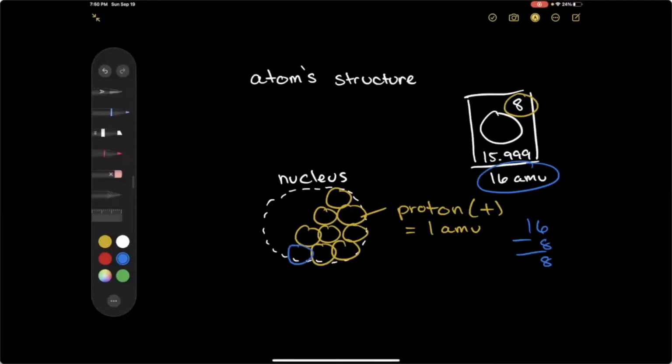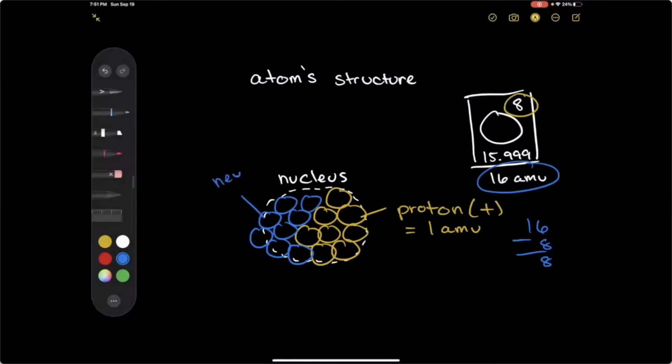The reason we have to do that is because the number of neutrons won't always be equivalent to the number of protons you have. So we have 1, 2, 3, 4, 5, 6, 7, 8 neutrons. In this case the number of protons and neutrons is equivalent, but like I said, that won't always be the case. Atoms that have a different number of neutrons are called isotopes, but we're not going to focus on those today.